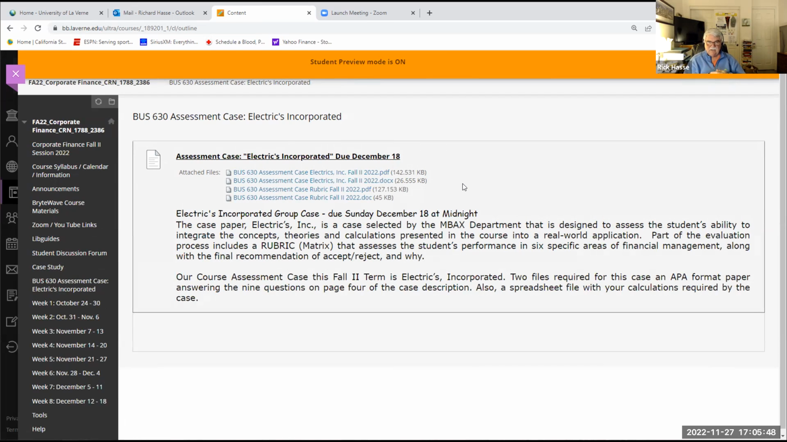This is an important case. It represents 25% of your course grade, and so it's very important. This case assessment paper is considered our final examination for this course. And it's required by our accreditation for an MBA class to have a problem in a case study like this. So it's very important for us to complete this and do it well.